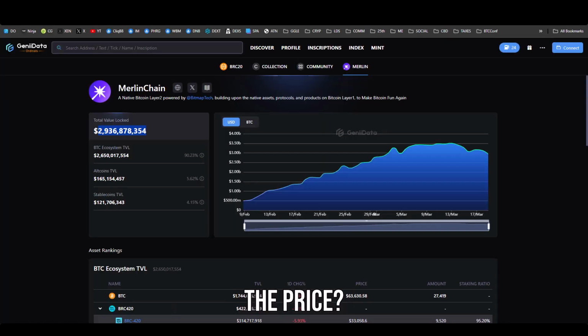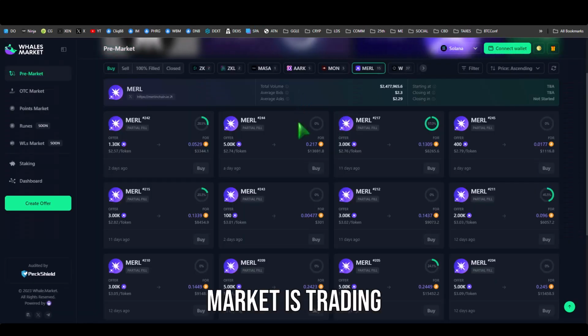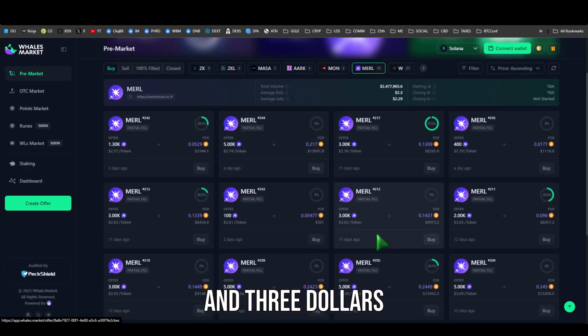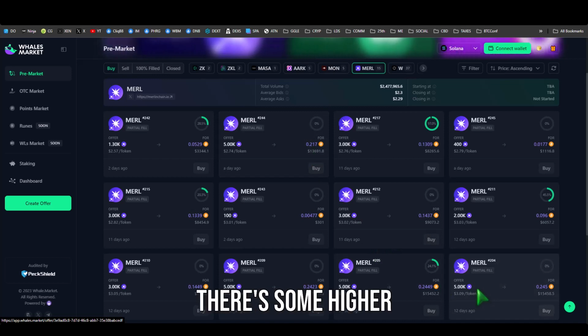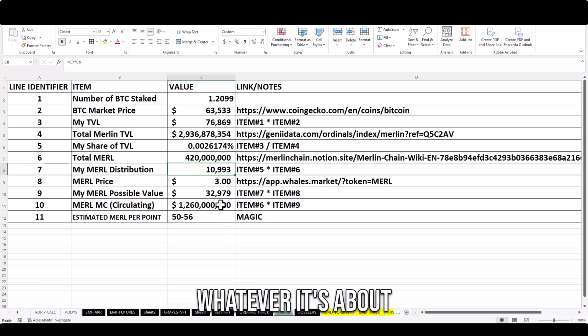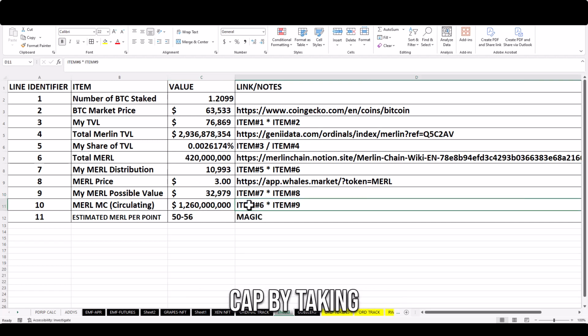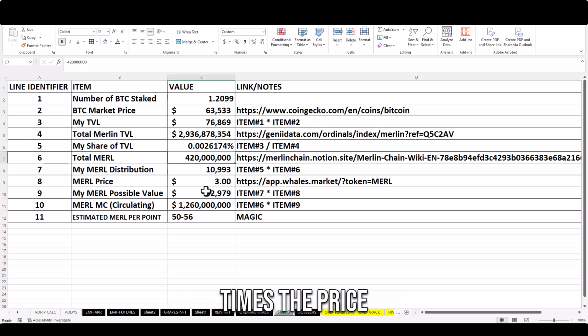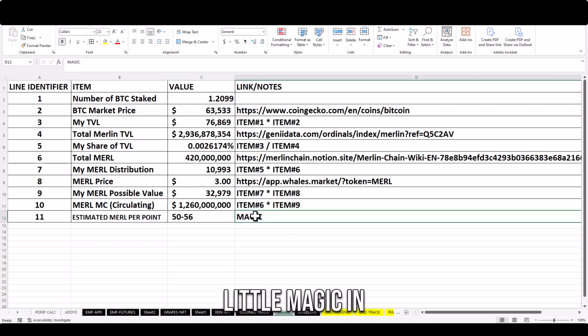Now you ask, well, what is the price? Well, on Whale's Market, it's trading between $2.50 and $3 a token. There's some higher ones, but let's just say for whatever, it's about $3. That makes my MERL possible value around $32,000. So that wouldn't be a bad airdrop. And that puts the estimated market cap by taking item 6 total MERL times the price of $3 at $1.26 billion.